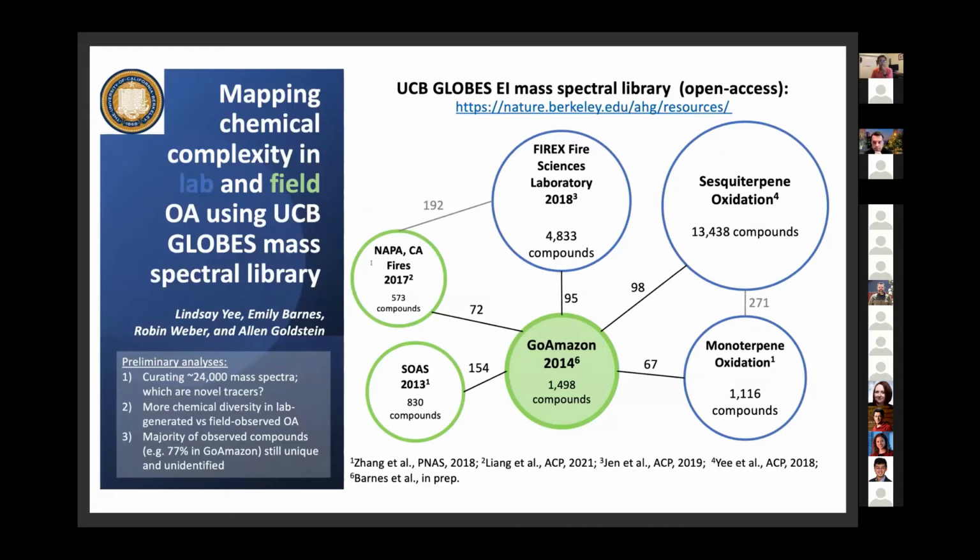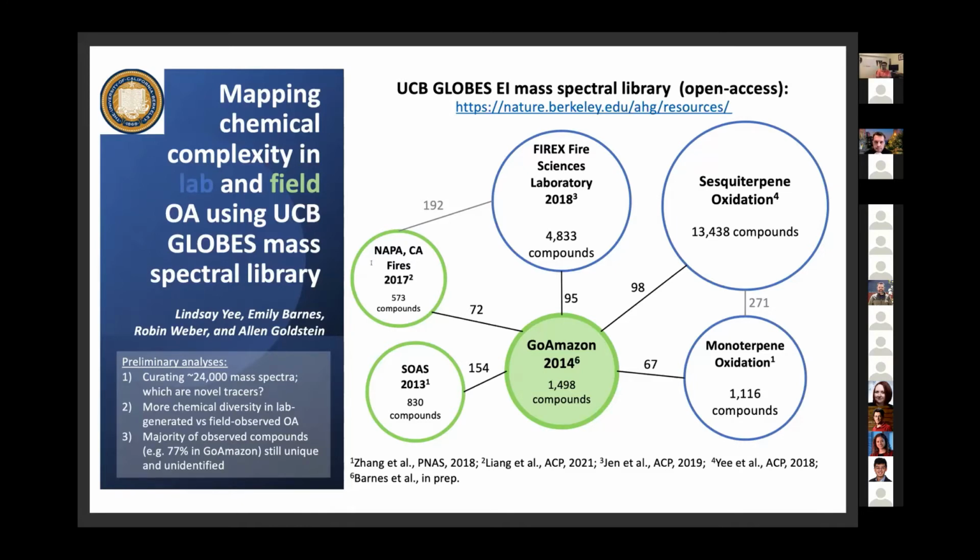This slide is showing a map of chemical diversity of organic aerosol datasets from the lab as represented in the blue bubbles and field as represented in the green bubbles. So we are currently curating about 24,000 mass spectra that were acquired using 2-dimensional gas chromatography with electron impact mass spectrometry. And it will be available under the UCB Globes Mass Spectral Library open access.